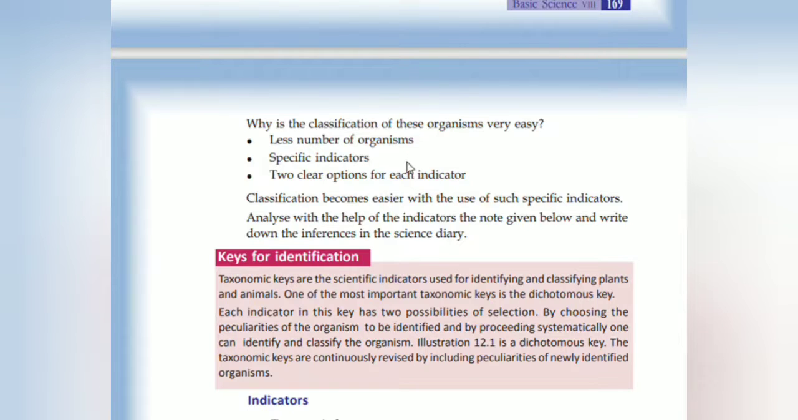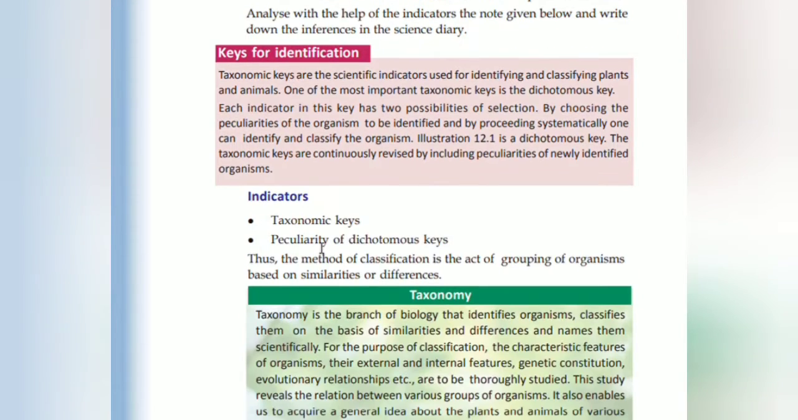Analyze with the help of the indicators, the note given below, and write down the inference. Keys for identification. Taxonomic keys are the scientific indicators used for identifying and classifying plants.